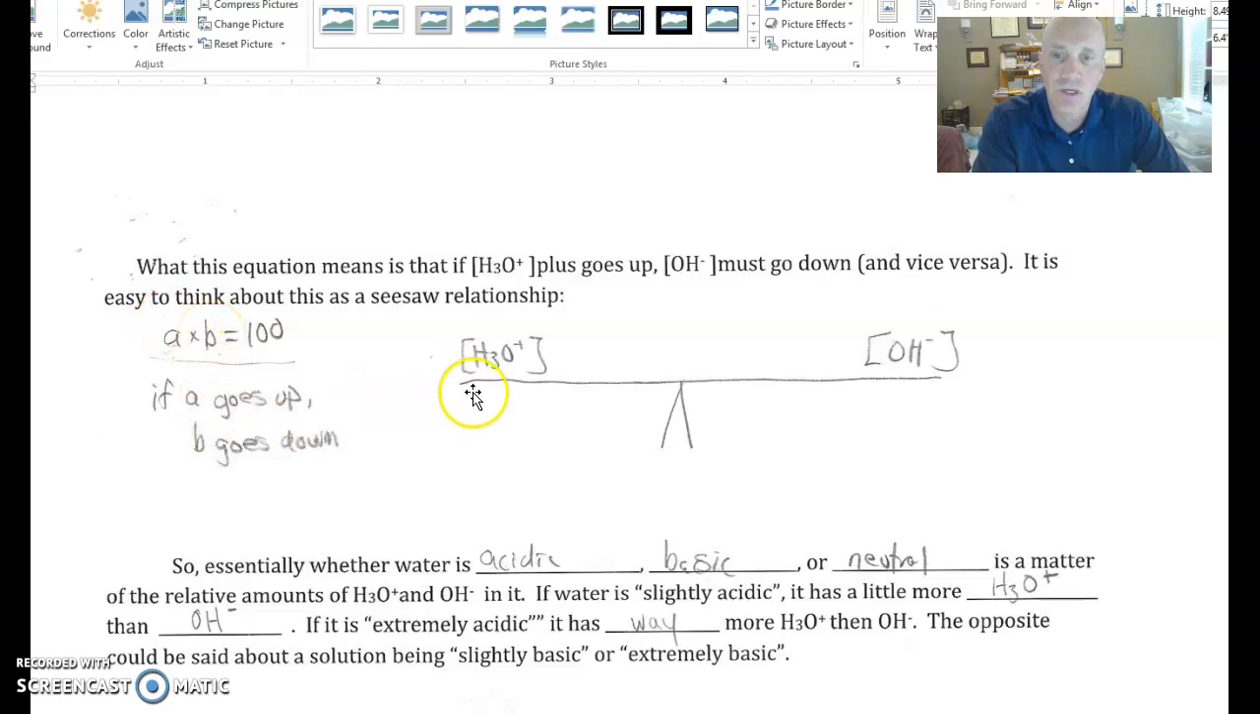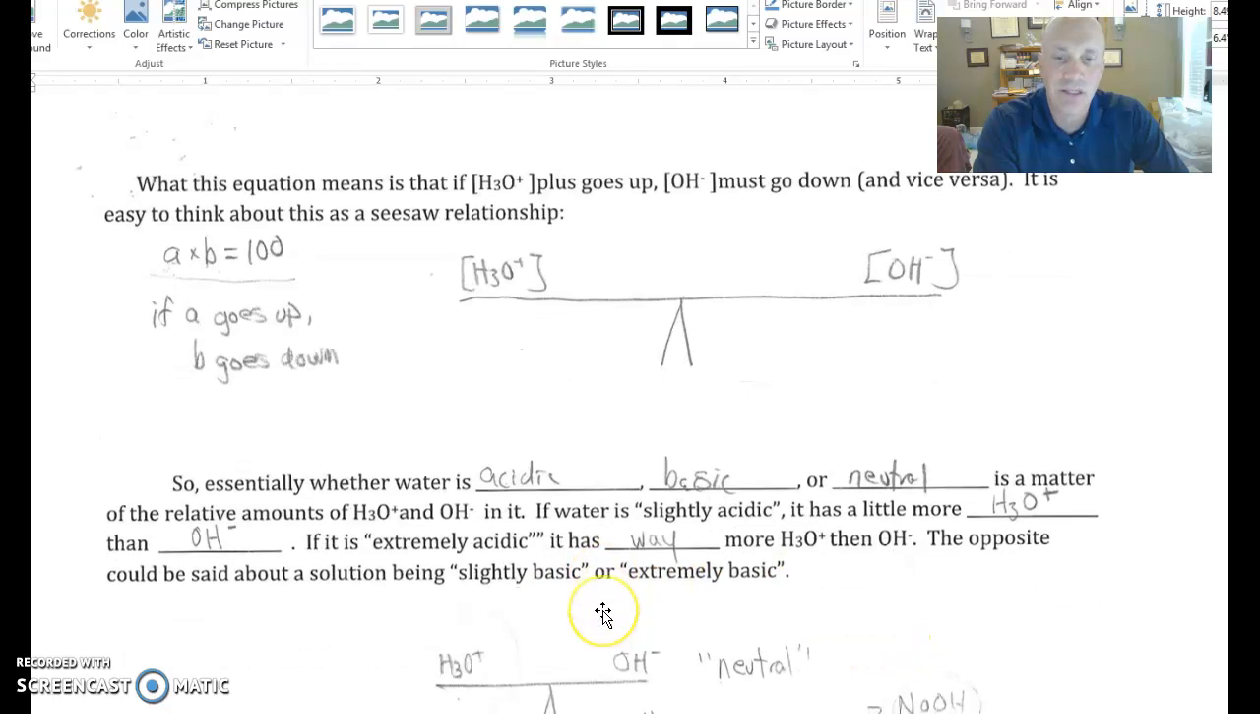Because of this, I think it's very easy to think about the relationship between H3O plus and OH minus kind of like a seesaw. If one side goes up, the other side's got to go down, and vice versa. So whether water is acidic, basic, or neutral, even though adding an acid to water would tend to make it acidic, the reason that it's actually considered acidic has to do with the relative amounts of these two things that are in the water. If water is slightly acidic, it would have slightly more H3O plus than OH minus. If it's extremely acidic, it's got way more H3O plus than OH minus. And the opposites would be true.